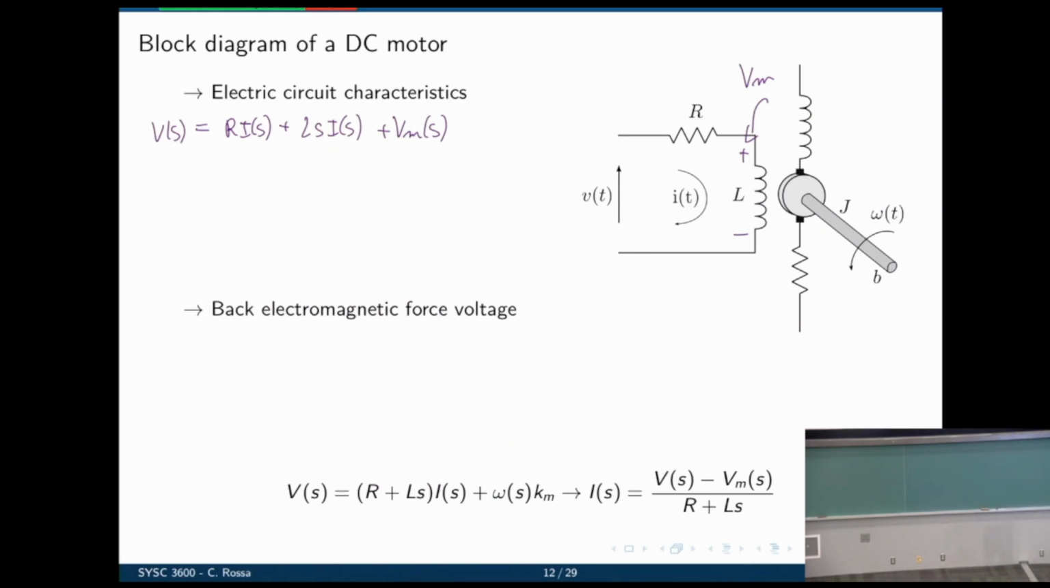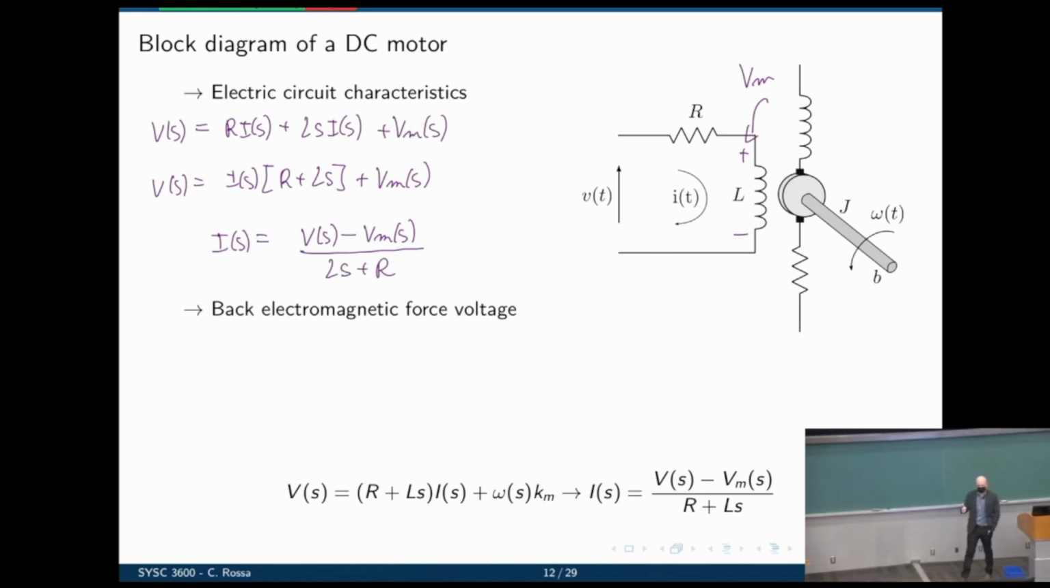And you can now solve here for I of s. We can factor out I of s on this side plus Vm of s, and so for I of s, which is Vs minus Vm of s divided by Ls plus R. So once again, V of s is the input voltage, what we apply to the system. Vm is the back electromagnetic force that comes from the rotation of the rotor, and R and L are the characteristics of the winding itself. Okay. Now that's the electrical part.